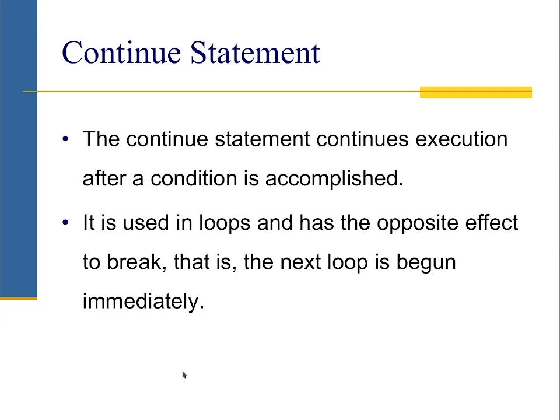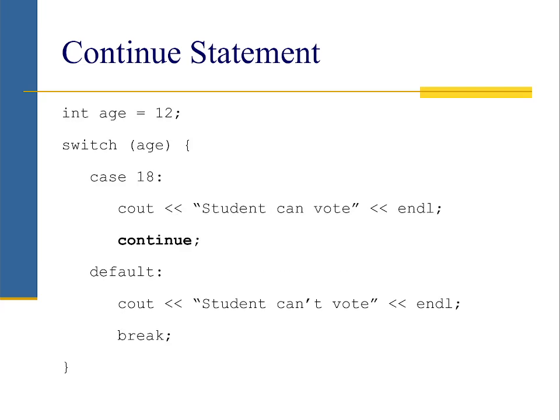We have the continue statement, and the continue statement continues execution after a condition is accomplished. It is used mostly in loops and has the opposite effect to break. That is, the next loop is begun immediately. Continue is like, even if the condition is met, it should continue doing what it is doing. Just like this. After case 18, it shouldn't exit out but continue with everything, the rest.